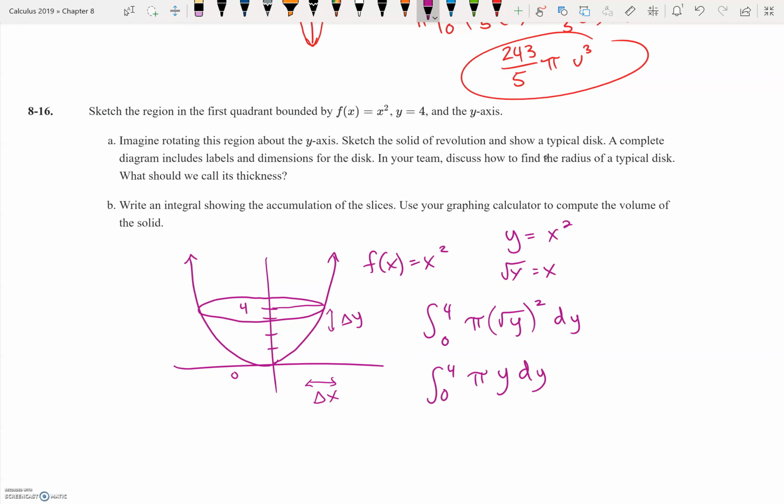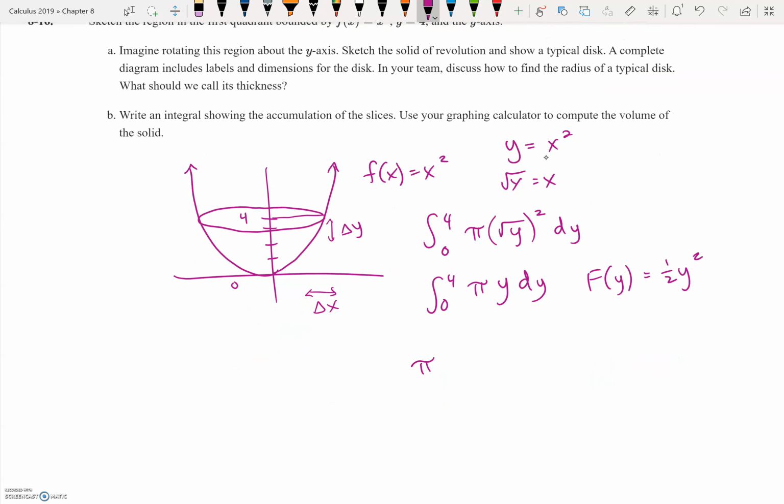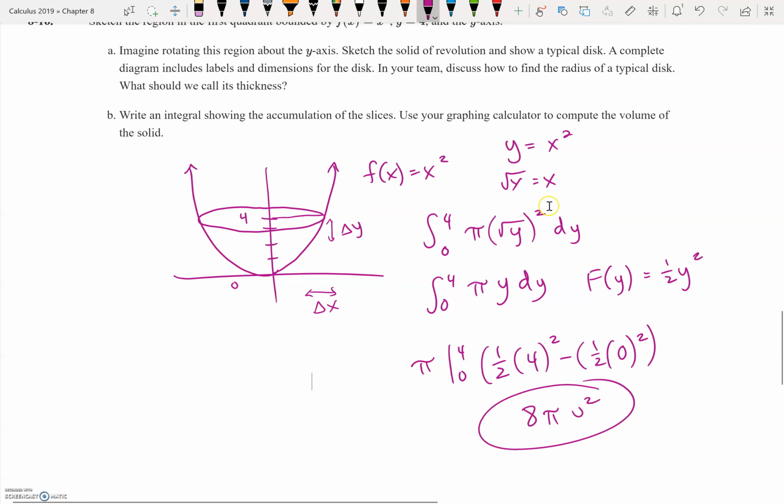From 0 to 4. The antiderivative of y is going to be y squared with a 1/2 out in front. So we're going to have pi from 0 to 4, 1/2 times 4 squared, minus 1/2 times 0 squared. And that gives us 16 cut in half is 8, so we get 8 pi units cubed.